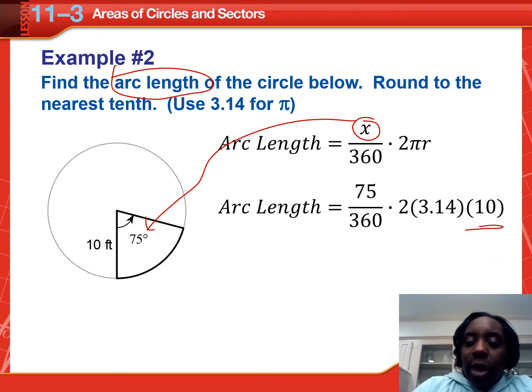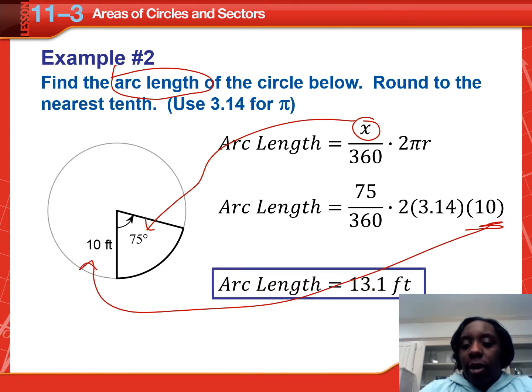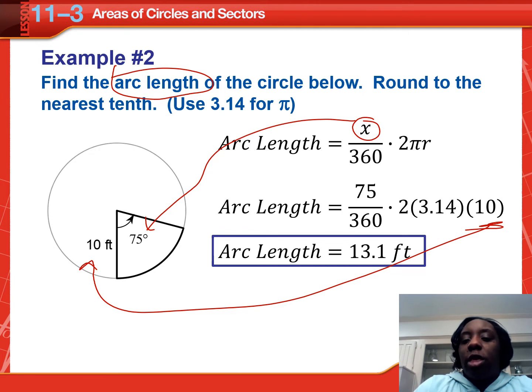We're going to plug in that radius and then just do the math on our calculator, and we get 13.1. And that's what you should get. I hope you got it. Let's move on to the next topic.